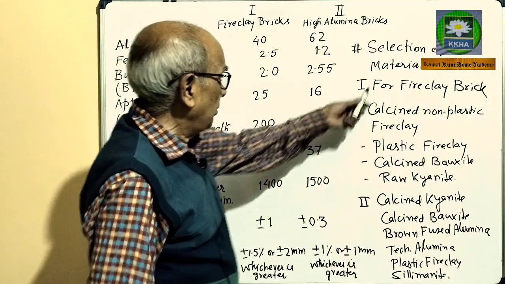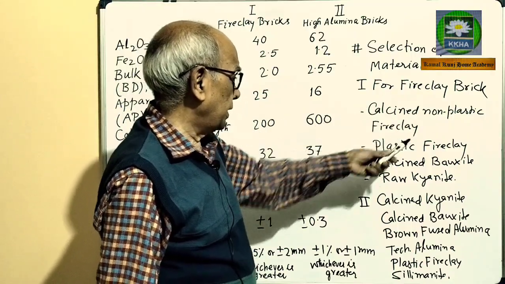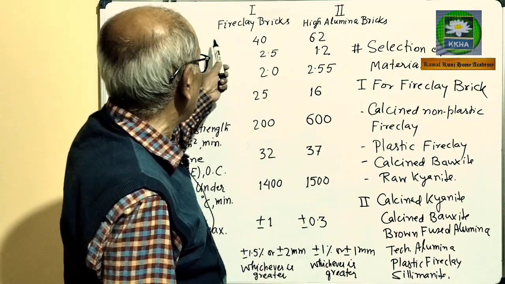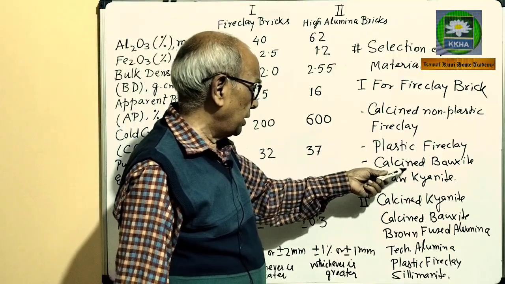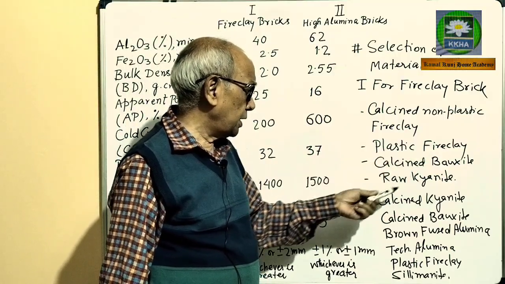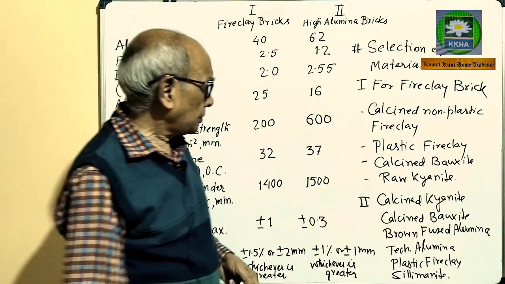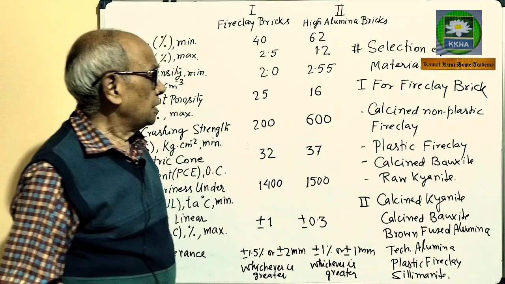Now these are the raw materials for Fireclay bricks: calcined non-plastic Fireclay, plastic Fireclay. And to increase the alumina percentage to 40%, you need some high alumina bearing materials, for example calcined bauxite or raw kyanite. This is the selection of raw materials.